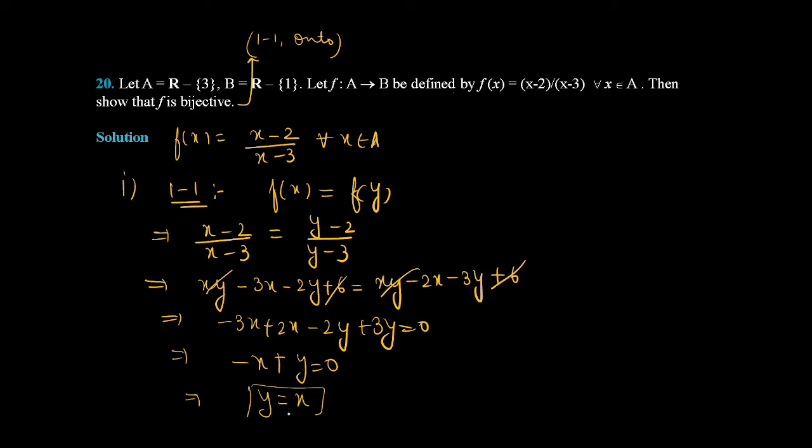So that means for same values of x and y, fx and fy are also the same. So therefore I can say that f is my one-one function. Okay, next we will check for the ontoness. Is it onto or not?